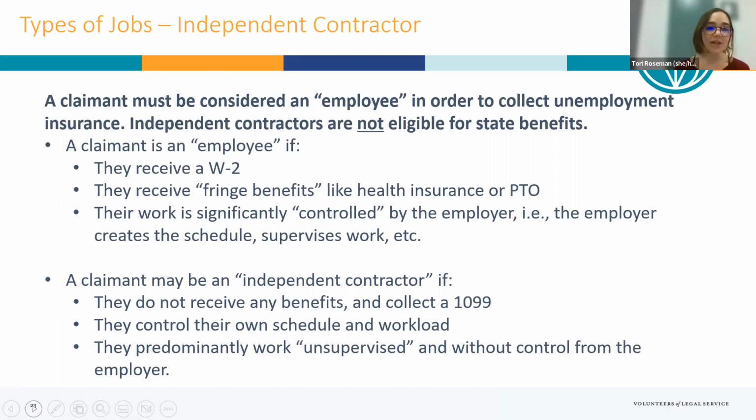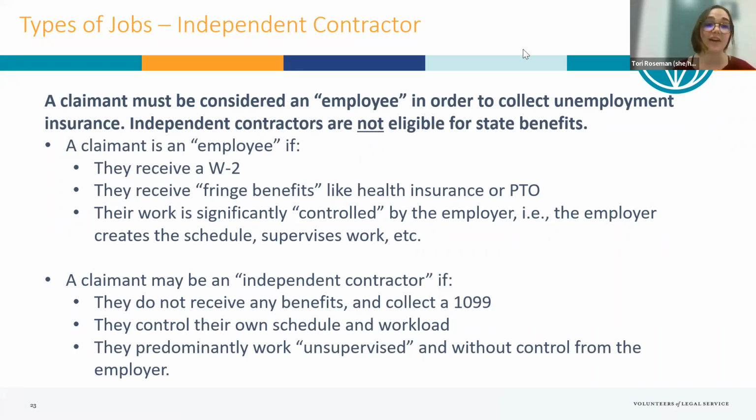A claimant has to be an employee in order to collect unemployment insurance. They have to work for an employer that pays into the unemployment insurance system, so they must be an employee. Independent contractors are not eligible for state unemployment insurance benefits. Now, there are a couple ways to tell if a claimant is an employee versus an independent contractor. Again, this is not all of the information possible.